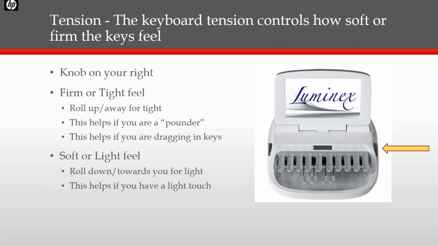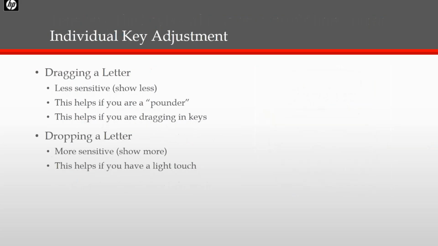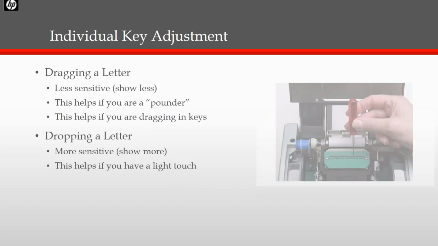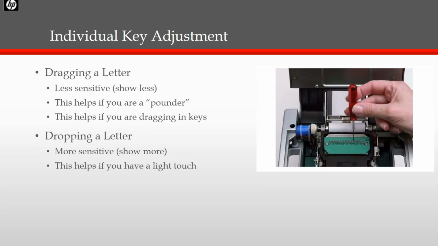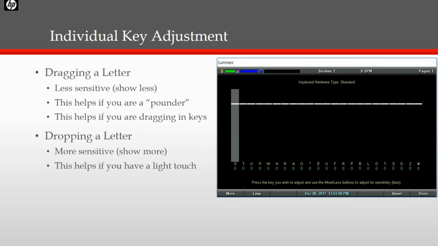Now that we're talking about keys, let's talk about actually adjusting individual keys. We're talking about adjusting letters, individual keys that drag in, meaning they're showing up when I don't want them to, or letters that drop, letters that aren't showing up when I'm hitting them. Remember these days? Yeah, we're long past that. We do that electronically now, so it's much easier and much more precise.